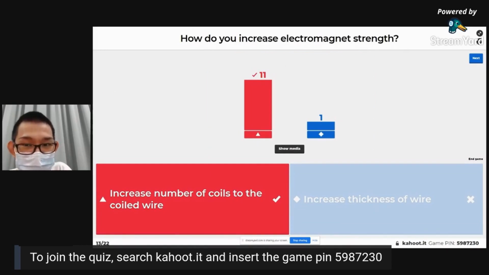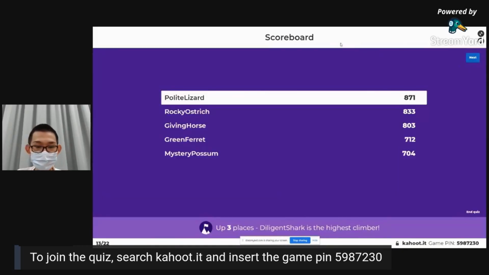Well, it's indeed increasing the number of coils to the coiled wire. If you remember how a simple electromagnet works, we coil a wire, and basically with electromagnets, it's all about coiling of a wire. So this is our leaderboard with some action. Polite Lizard is at the top, followed by Rocky Ostrich, and Giving Horse is runner up.